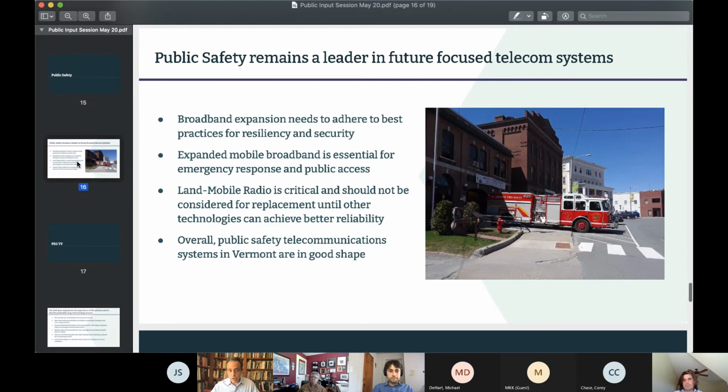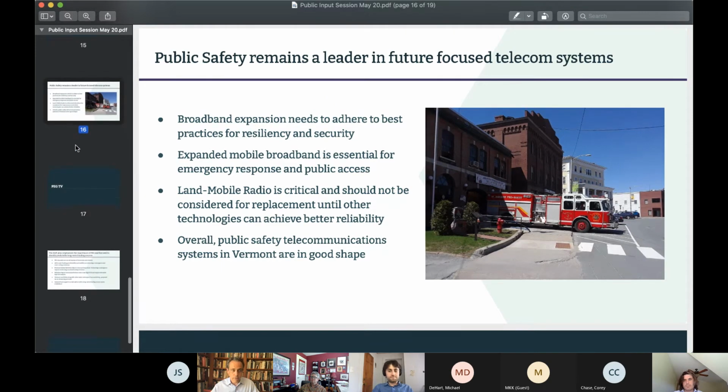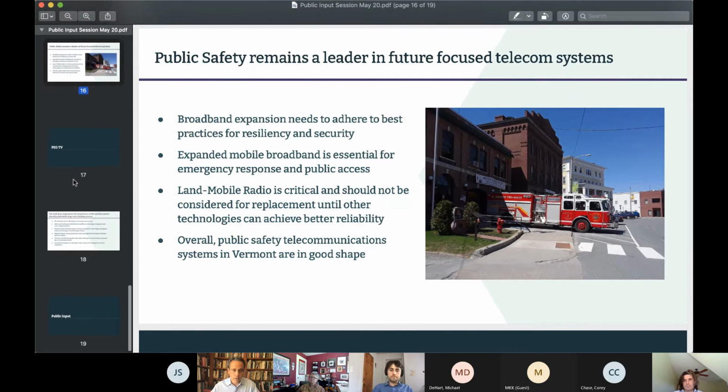Public safety was part of the charge, and we certainly did not ignore it. We did a number of interviews with folks in public safety. I'm not going to go into all the details here, but we have some clear recommendations on what should be done to ensure that we have safer systems. Overall, the public safety telecommunication system in Vermont is in pretty good shape compared to other places, but it can always be improved.